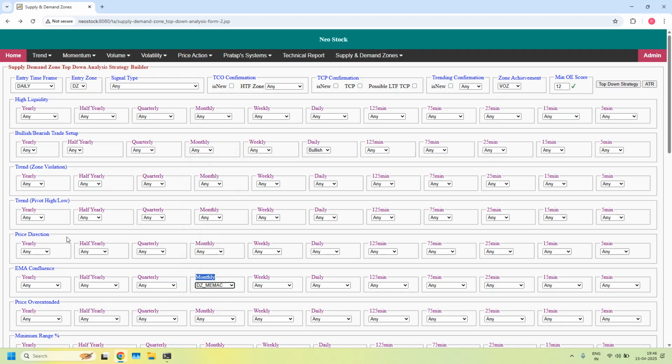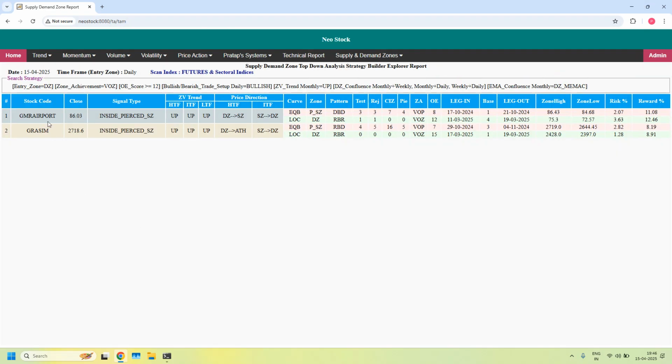Monthly demand zone with monthly EMA, and trend on the monthly should not be sideways. It should be uptrend because it is a bullish trade setup. So both the stocks having uptrend are filtered. So these 2 are having even more high probability to get success. Maybe that is the reason why this zone is already tested once and already reached the target. Okay, this is bullish trade setup for monthly income trade.